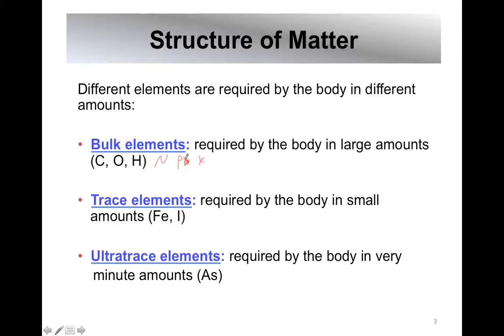Phosphorus isn't spelled with an H. Potassium, trying to think of the other one. Oh, sulfur. Then there are things called trace elements that we only need small amounts of. So iron is one of these. Fe is iron. Iodine is another one. And then ultra trace elements, arsenic is something that we don't need a lot of.